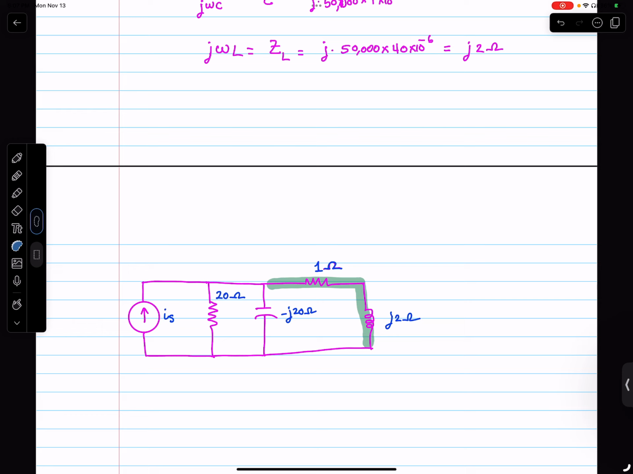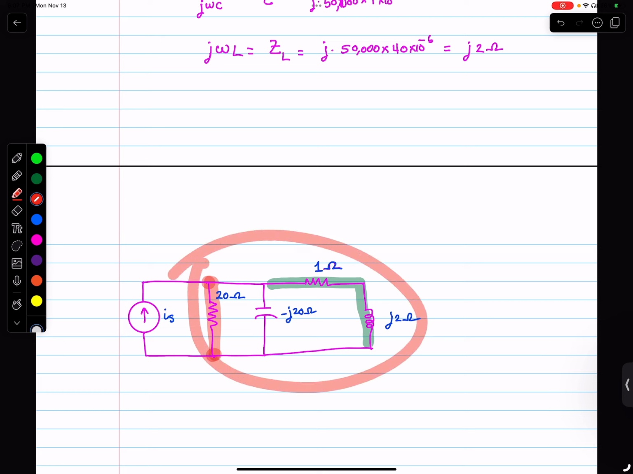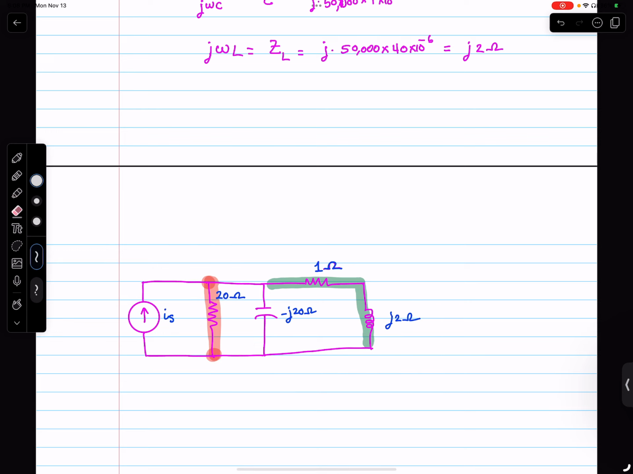Now, IS is 20 angle negative 20. We are interested in finding the voltage across the 20 ohm resistance. Really, we are interested in finding the voltage across this. So if we find the equivalent impedance of the entire circuit and find the voltage, then because it's in parallel to the 20 ohms, it should be the same. Since the impedances are parallel, we can assume that there is the same voltage.